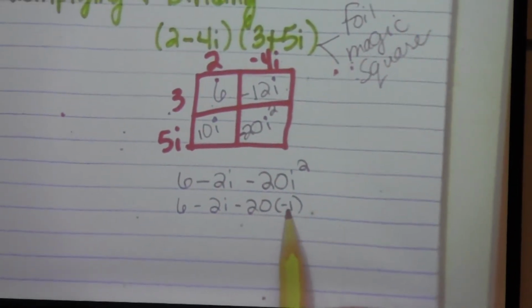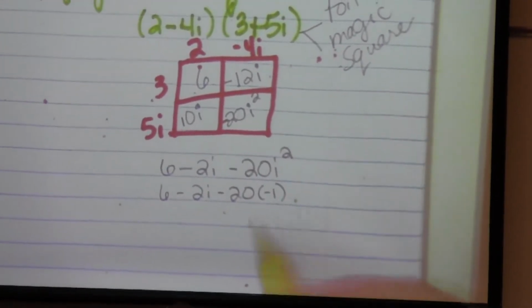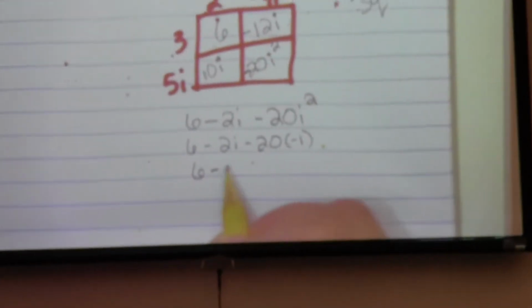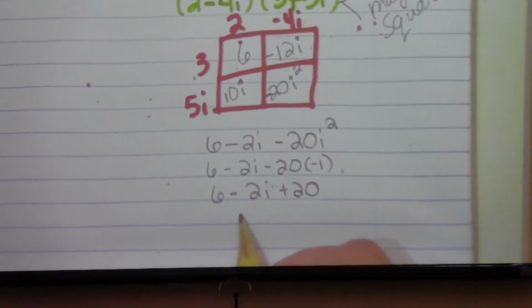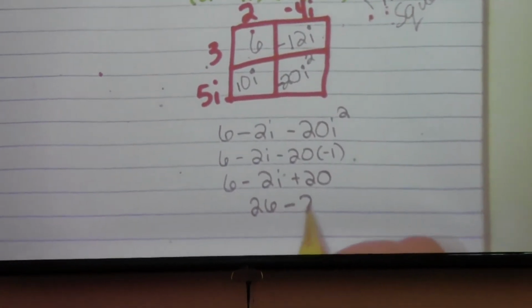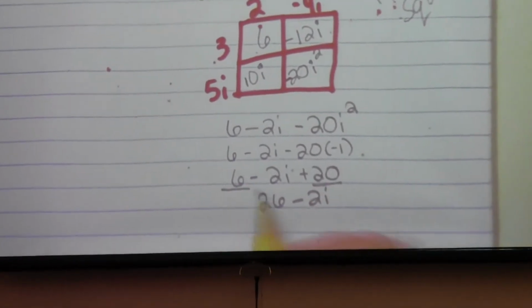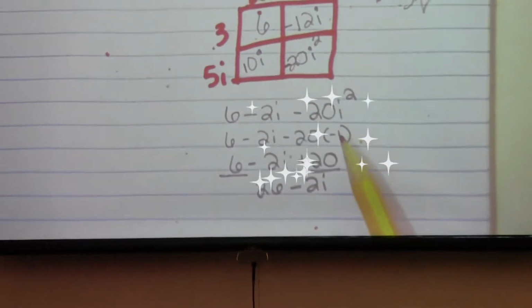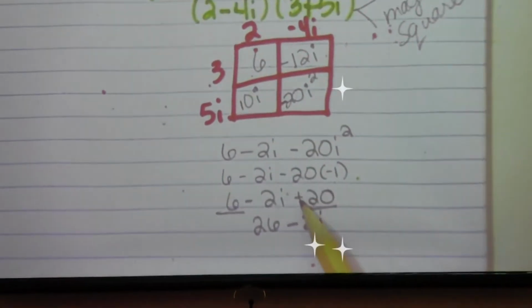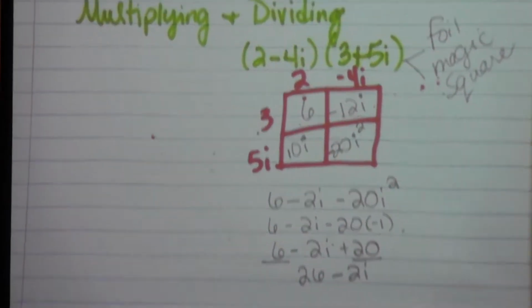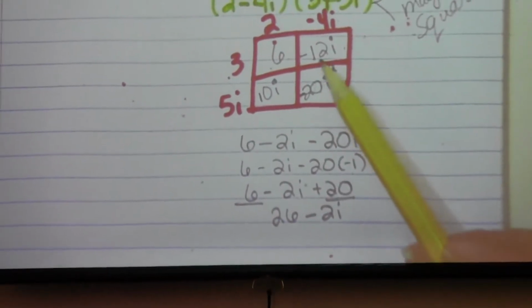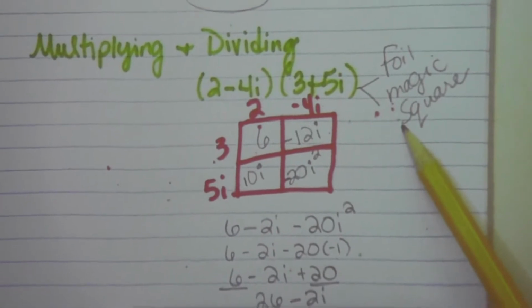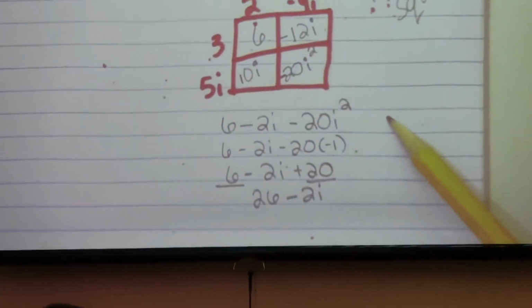Well, negative times negative is going to make this what kind of 20? Positive 20. Then 6 minus 2i plus 20, or I could say that was 26 minus 2i, because I can put my numbers together. So it worked out that if we have an i squared, we just replace that with a negative 1, essentially change our sign, and then combine our like terms. So we FOILed, or we used our magic square, to come up with our solution.